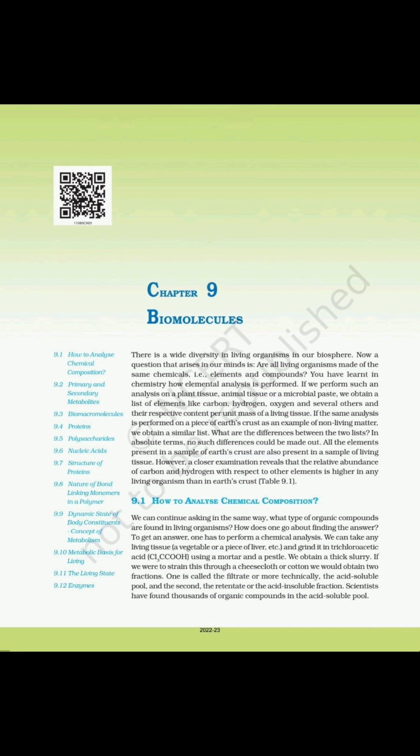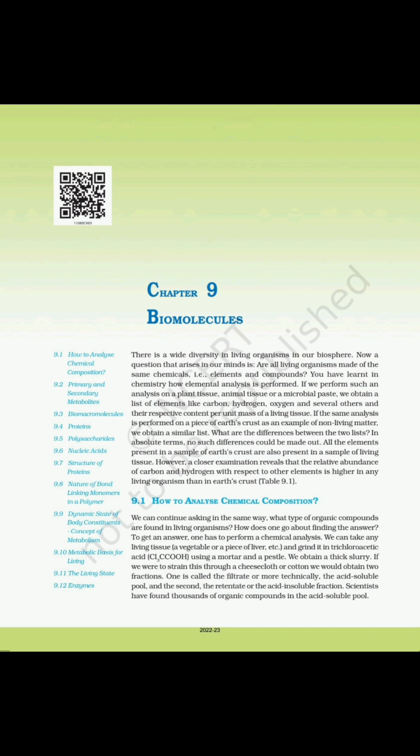If the same analysis is performed on a piece of Earth's crust as an example of non-living matter, we obtain a similar list. What are the differences between the two lists? In absolute terms, no such differences could be made out. All the elements present in a sample of Earth's crust are also present in a sample of living tissue. However, a closer examination reveals that the relative abundance of carbon and hydrogen with respect to other elements is higher in any living organism than in Earth's crust. Table 9.1: How to analyze chemical composition.